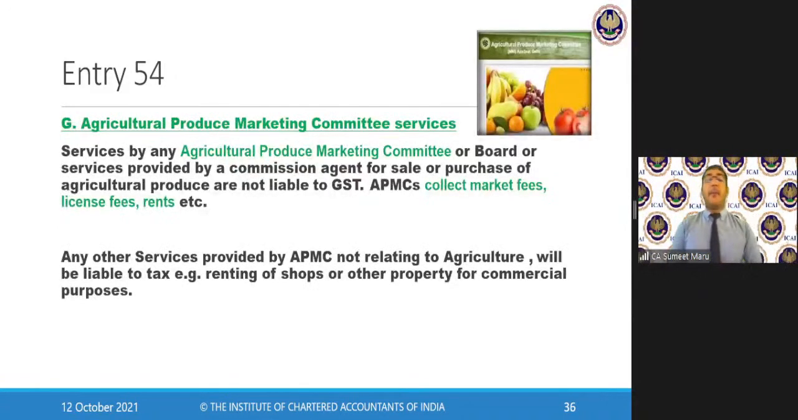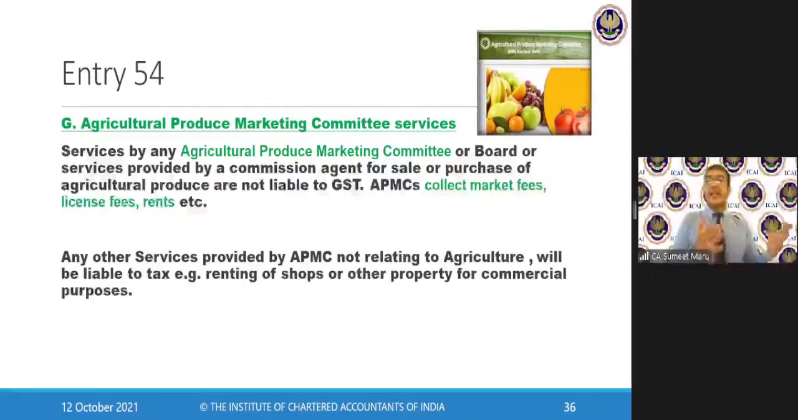Next, Agriculture Produce Marketing Committee. It is also known as APMC. Please remember that. Services by an Agriculture Produce Marketing Committee or board, or services provided by a commission agent for sale or purchase of agriculture produce, are not liable to GST. APMCs are generally committees which help farmers sell their products. If they are members, they can help farmers sell to different organizations or the general public. There are also many agents, like wholesalers, who buy from farmers and sell to the next persons. The service of such commission agents is exempt if related to agriculture produce.